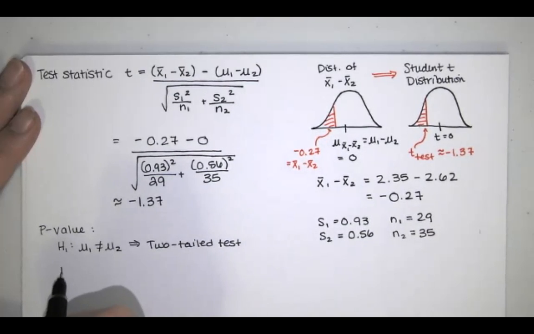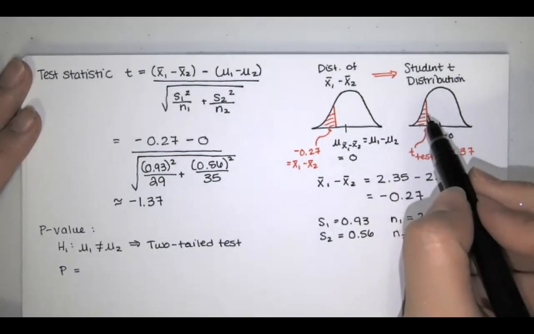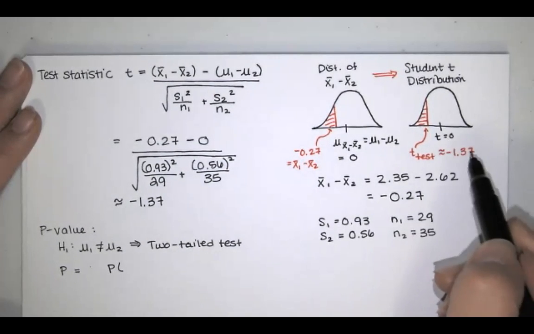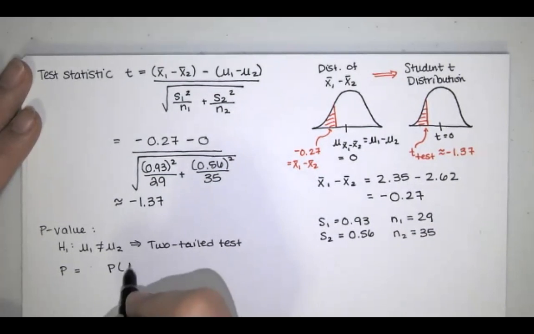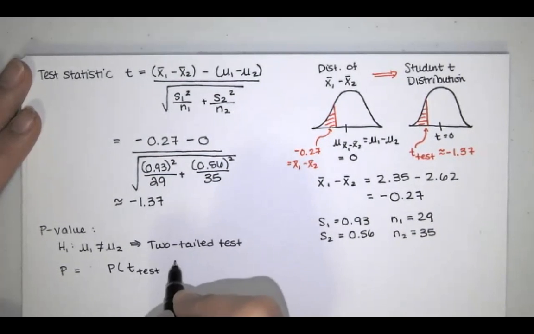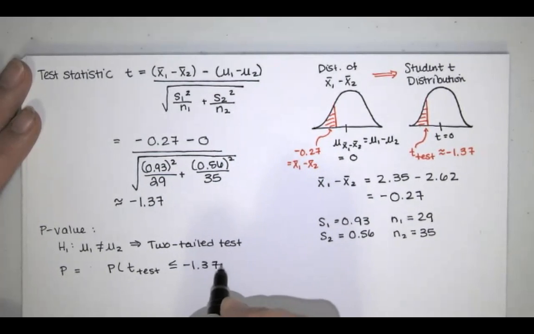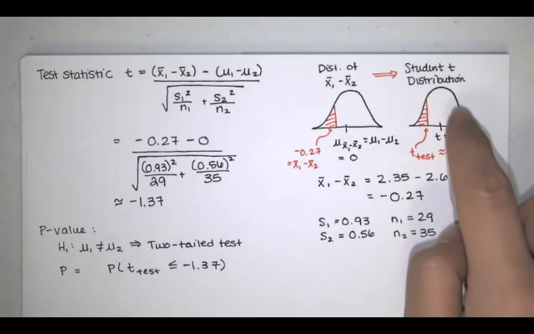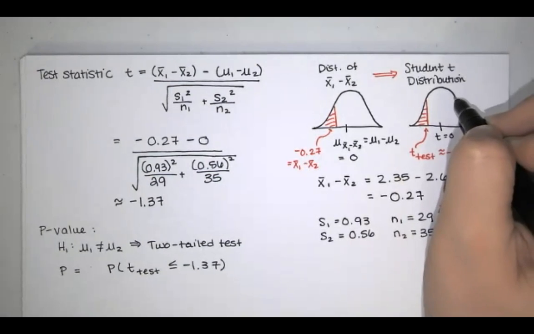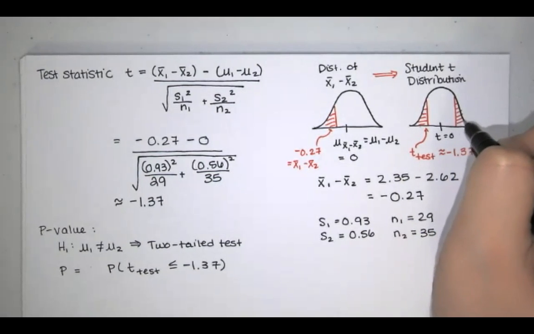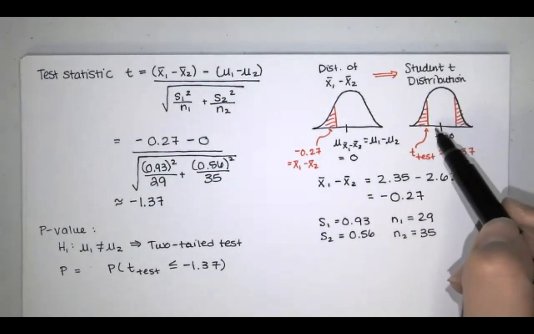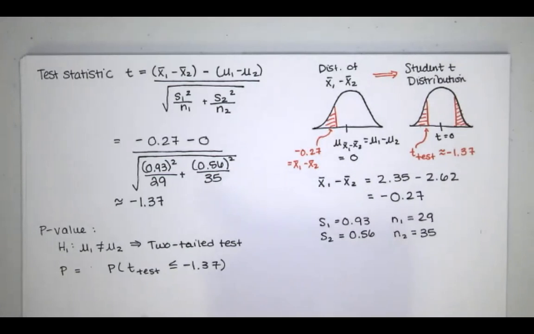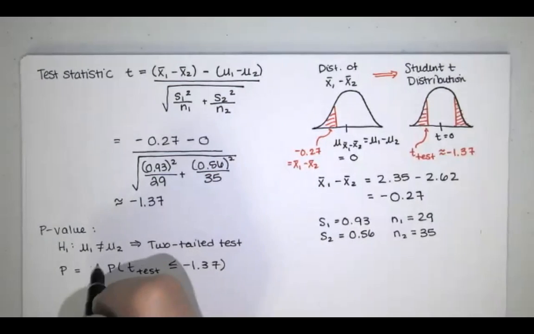So in that case, the p-value is equal to the probability that our test statistic t is less than or equal to negative 1.37, or our test statistic t is greater than or equal to positive 1.37. Because we're looking for values of the test statistic that are as extreme as ours on the left or on the right, or more extreme than ours. So it's the same as taking this area and doubling it because of symmetry.